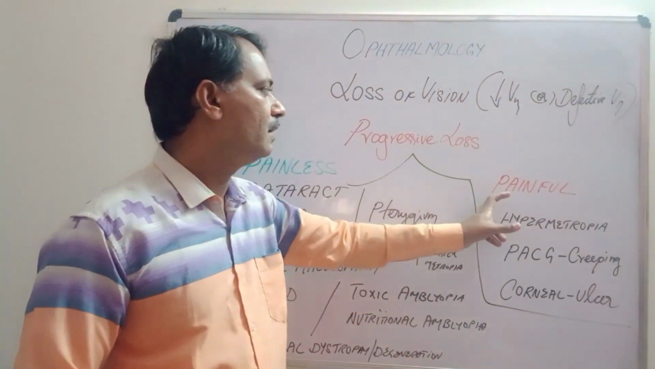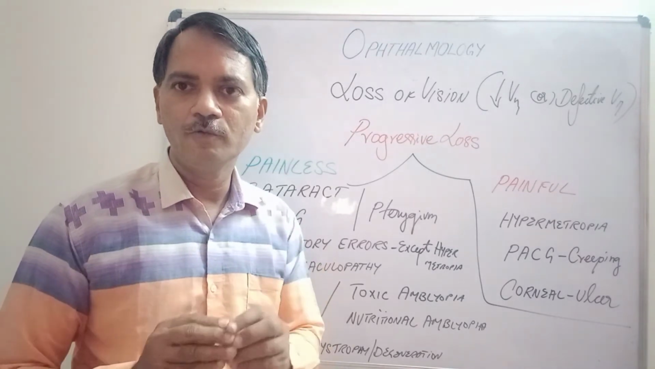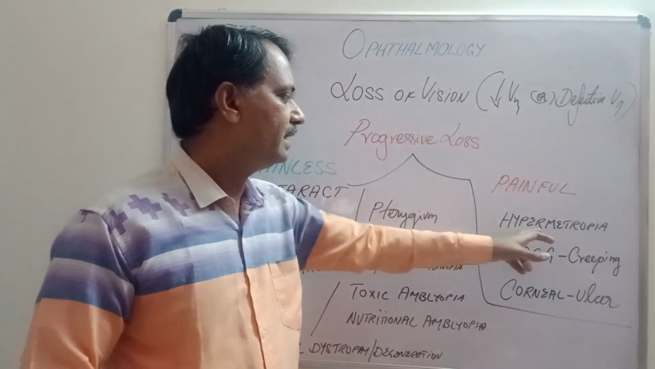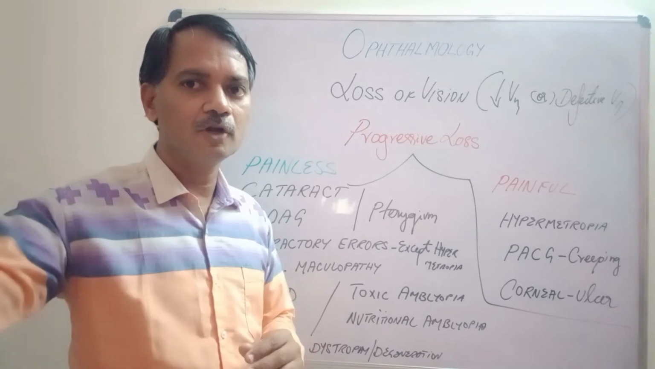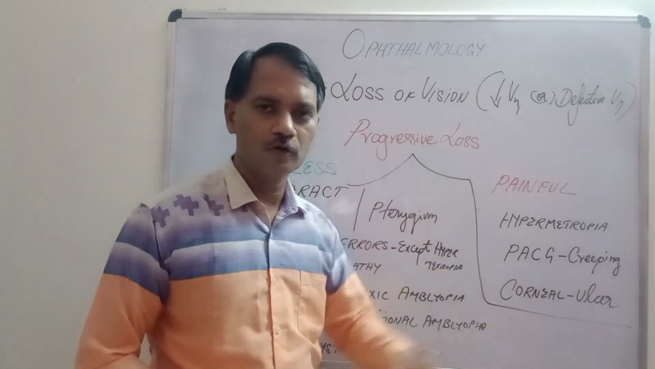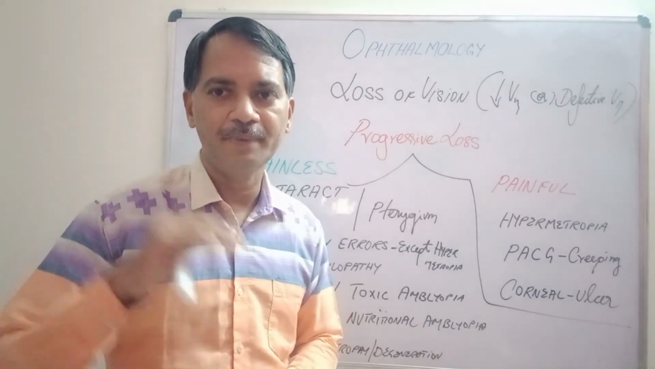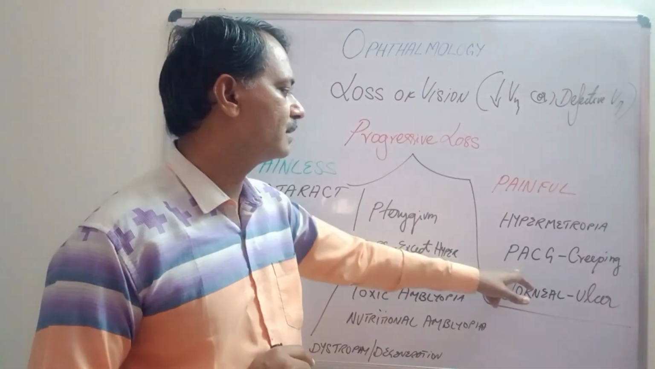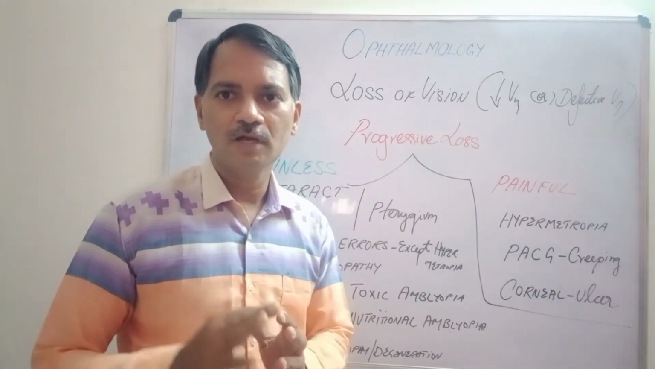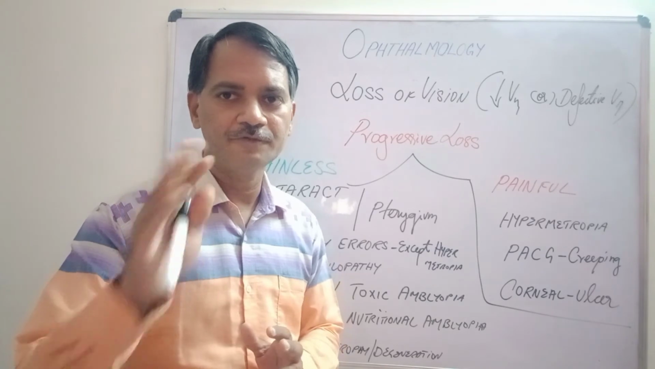Coming to painful progressive loss of vision, hypermetropia is one condition. Patients will have pain in their eyes. They will have brow ache. So these people develop painful progressive loss of vision due to the refractive error called hypermetropia. Primary angle closure glaucoma can lead to progressive loss of vision with a mild type of pain in the eyes. One type of primary angle closure glaucoma is creeping angle closure glaucoma. This type leads to gradual loss of vision with mild pain over a period of years.